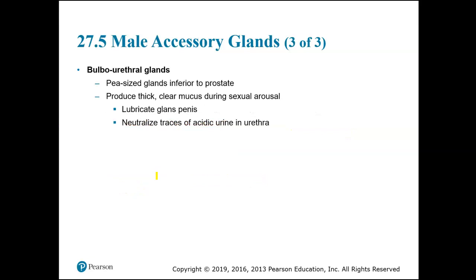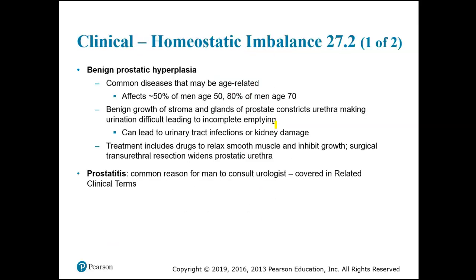Now, the last component of the semen comes from the bulbourethral glands. It is a thick, clear mucus, and it lubricates the glans penis and neutralizes traces of acidic urine in the urethra. That's the main purpose. So make sure you know the composition of the semen: in addition to sperm, there is the part that comes from the seminal glands, and then the prostate, and then the bulbourethral glands. Just make sure you know.